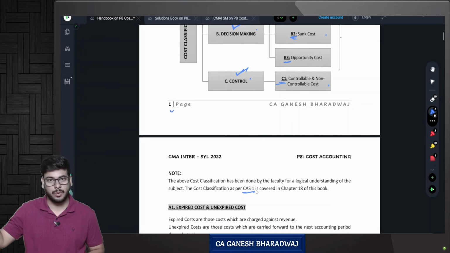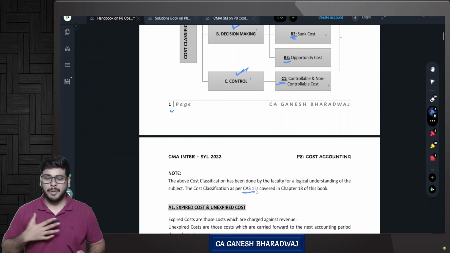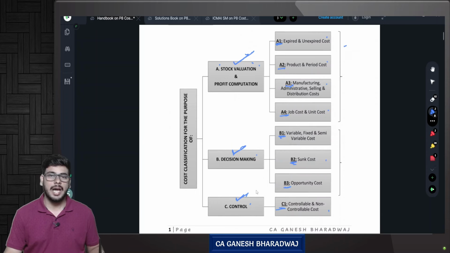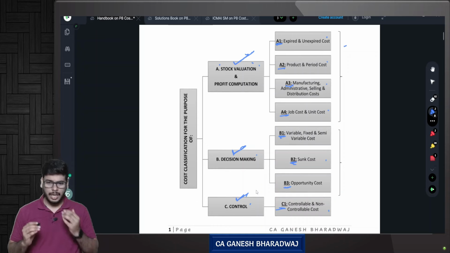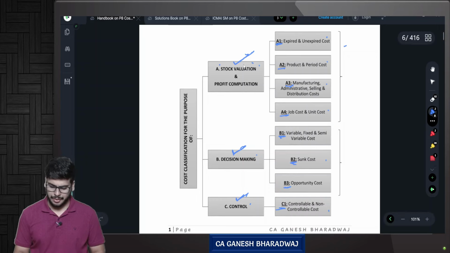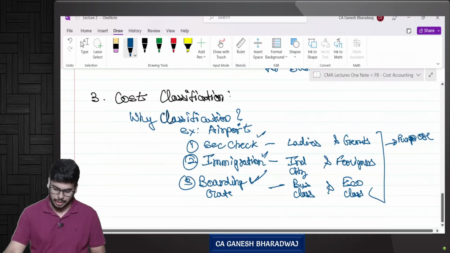As per CAS 1, there is a cost classification that is slightly different. That is for the purpose of theoretically understanding. We will also study that. But here, right now, I am walking you through the subject practically. And this is the right way to learn the subject. Clear with this? Now, I have just told you that our subject has three objectives. Stock valuation and profit computation, decision making and control.